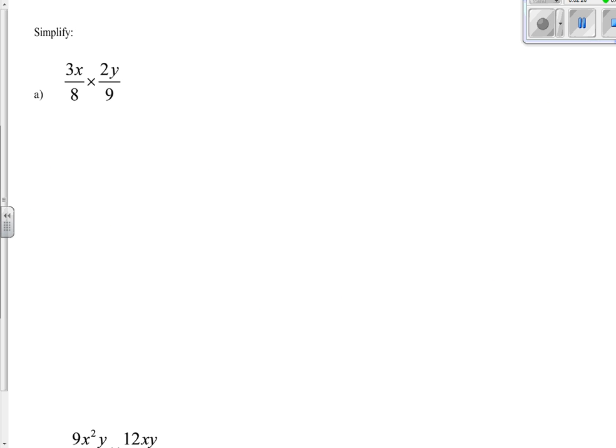First, 3x over 8 times 2y over 9. I don't have anything in either of the two rational variable expressions that requires factoring. They are monomials, top to bottom. So there's nothing I can divide out, so I have skipped number 1. Number 2 is I would divide out any factors that are common to the numerator and the denominator. Nothing, except that I am allowed to cross off any factors from this numerator to that denominator.